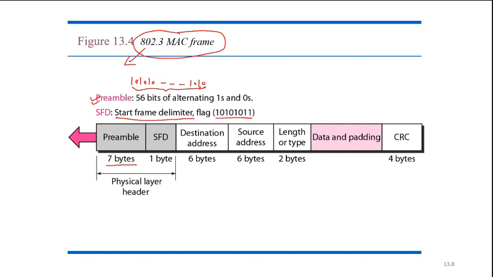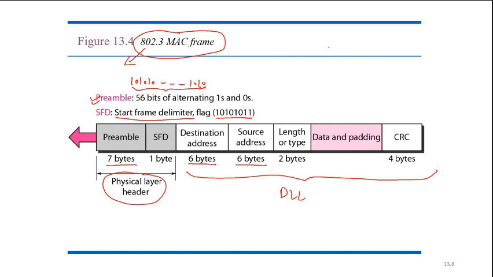This will be part of the physical layer header. Then this will be part of the data link layer. Okay, so here it will constitute the destination address. Destination address will be given by 6 bytes. Source address will be given by 6 bytes again. So what is the meaning of source and destination?